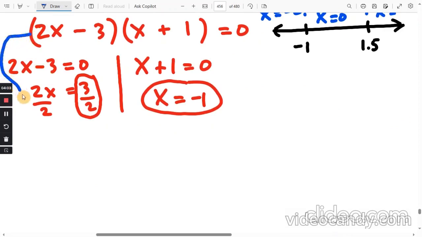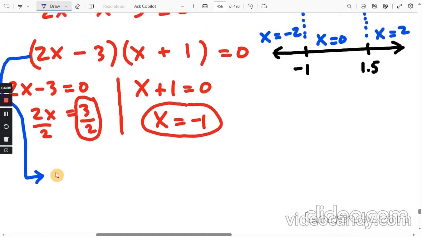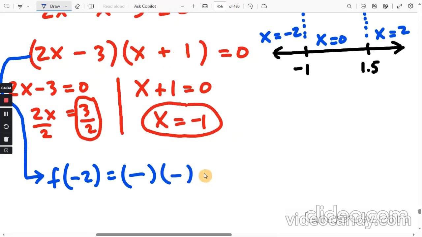All right, so let's see. I'm going to bring this down here, and we'll start with f of negative 2. We're just plugging in negative 2, and we only need to say if it's negative or positive, really. So plugging in negative 2, we have 2 times negative 2, that's negative 4 minus 3, that's negative 7. And negative 2 right here is going to be negative 2 plus 1, that's negative 1, that's also negative. So it is positive in that section right here.